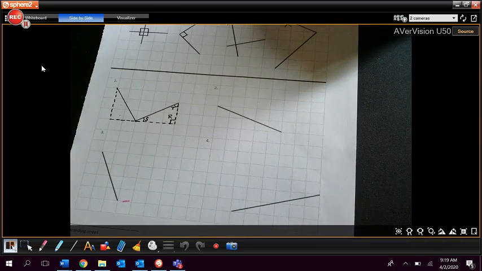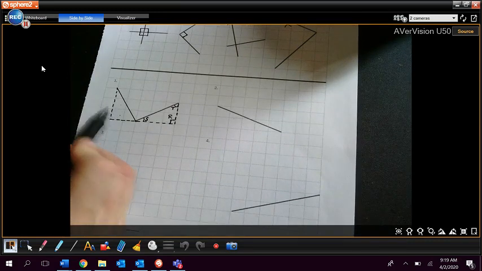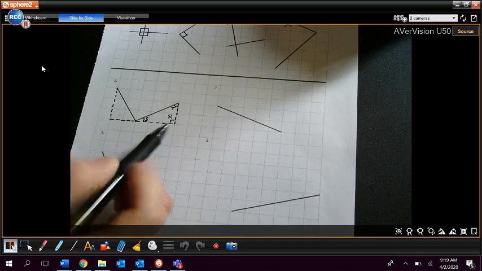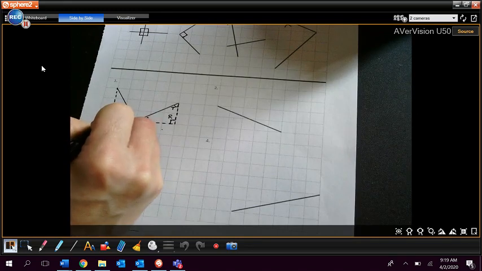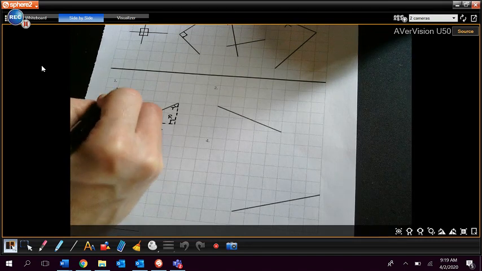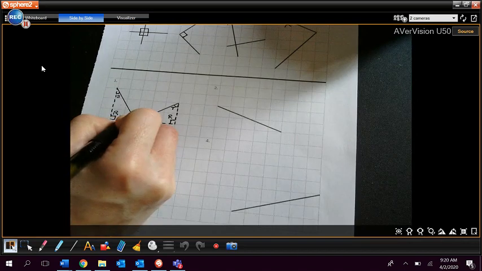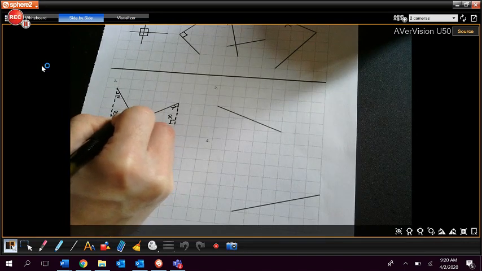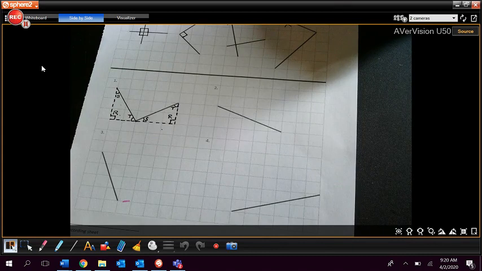There we go. And I'm going to do the same thing. I'm going to label this triangle the same way as I did this. So my right angle is going to be R. This acute angle here is S. And this one here is T. So go ahead and do that on yours as well.